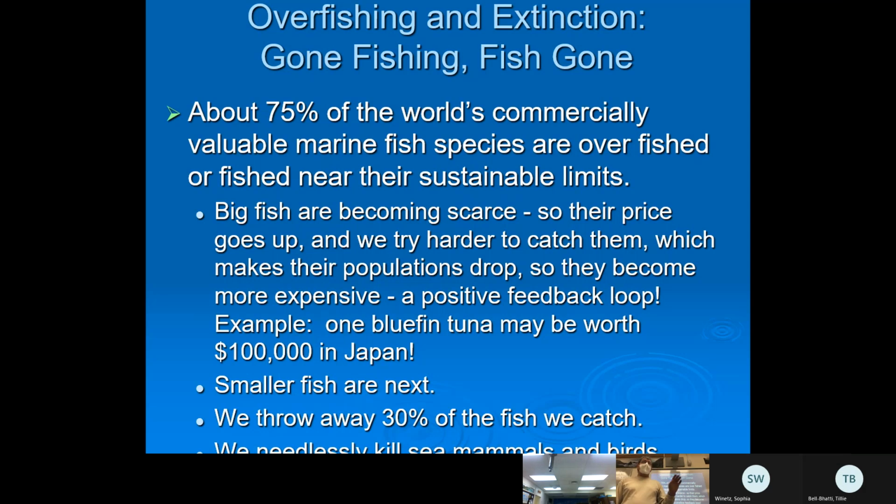Some fish that are sold as red snapper are not actually red snapper. There's a type of fish called a rockfish, and they can live 100 years. And so what happens is the older rockfish are all fished out. So overfishing is a big issue.